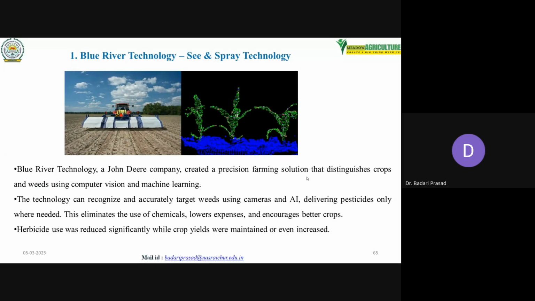The Blue River technology, See and Spray, is one of the wonderful technologies in agriculture, developed by the John Deere company. It is a precision farming solution that distinguishes crops and weeds using computer vision and machine learning. The technology can recognize and accurately target the weeds using cameras and AI, delivering pesticides only where needed. This reduces the use of chemicals, lowers expenses, and encourages better crops. Herbicide use was reduced significantly while crop yields were maintained or even increased. One of the wonderful technologies.